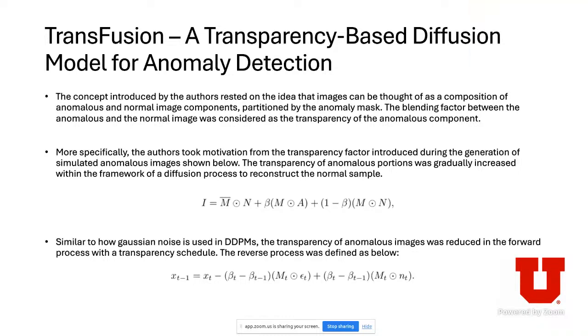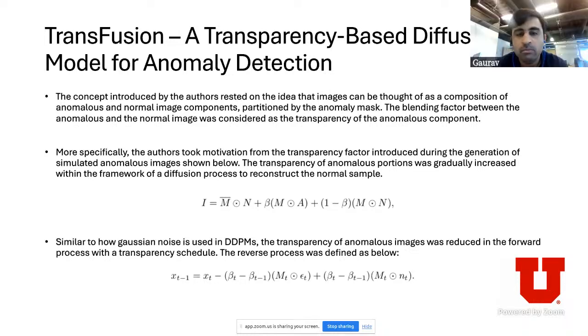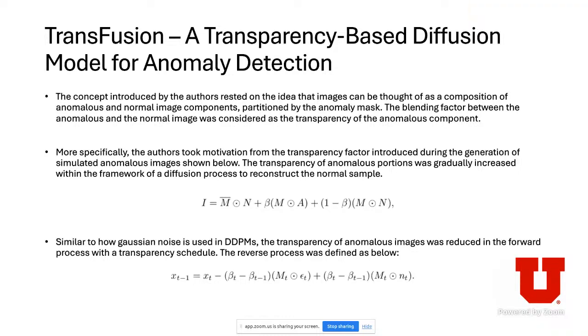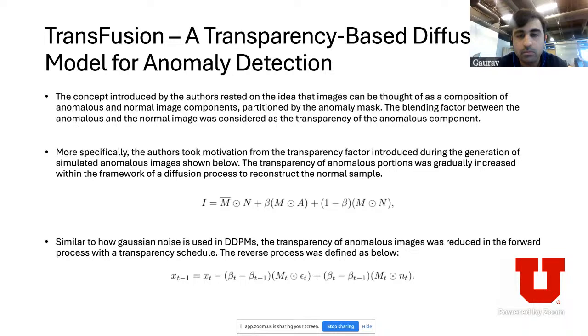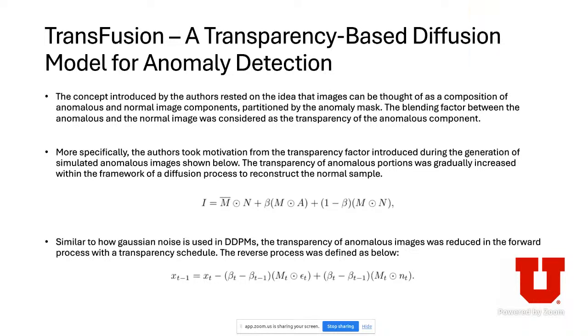Okay. Then once you generate such an anomaly, how is the diffusion model trained to recover the original image, or to reconstruct the simulated anomaly?